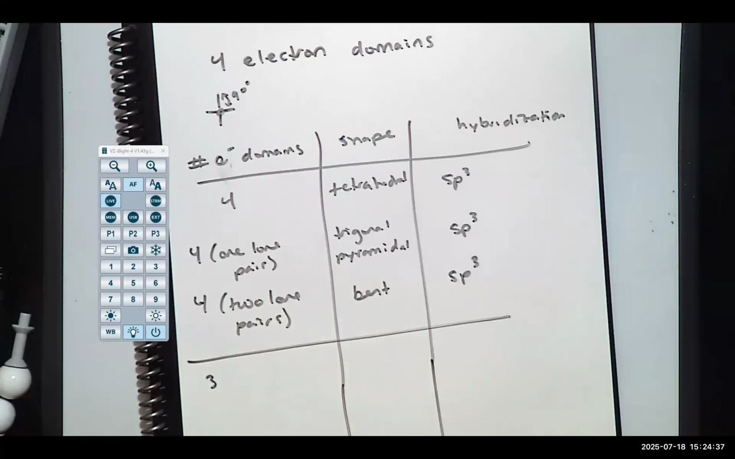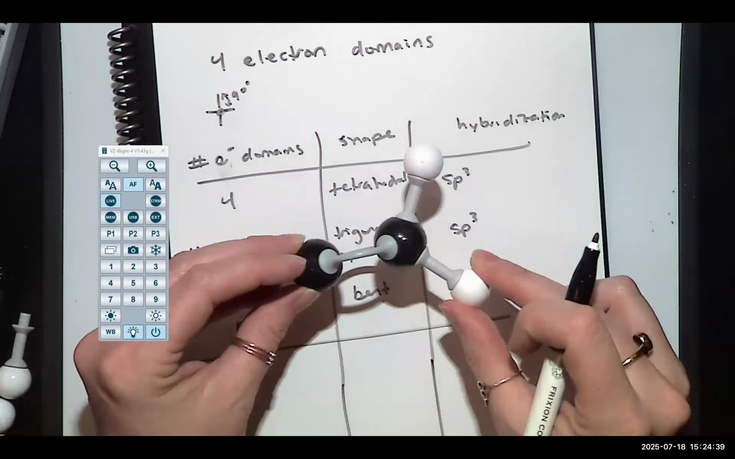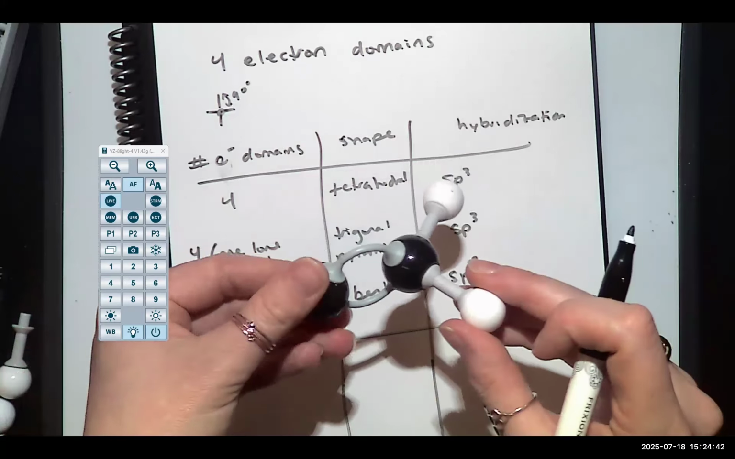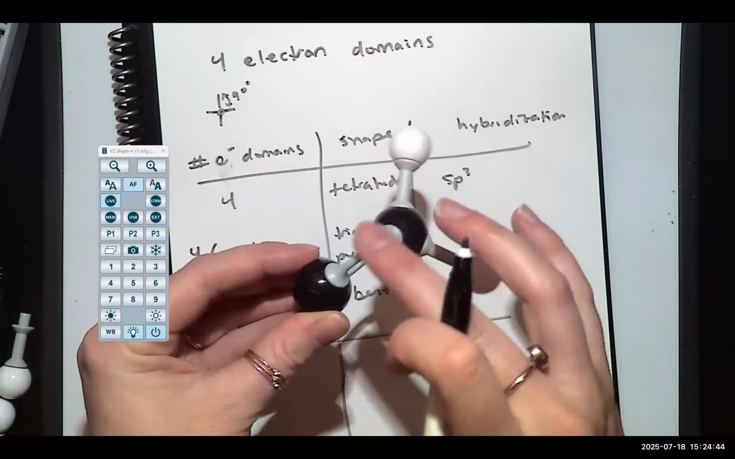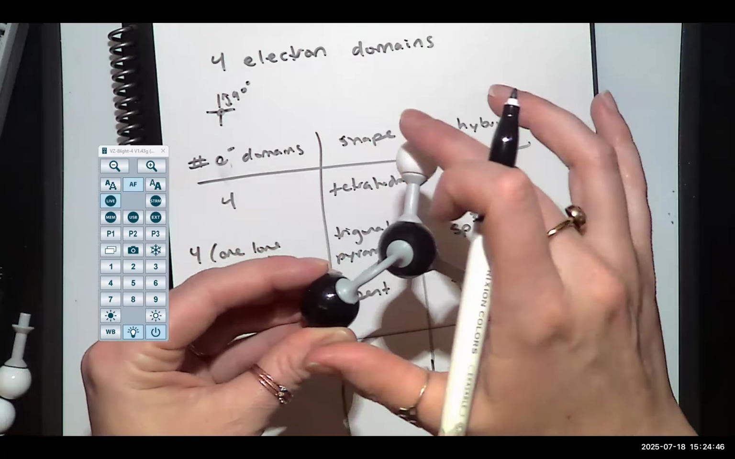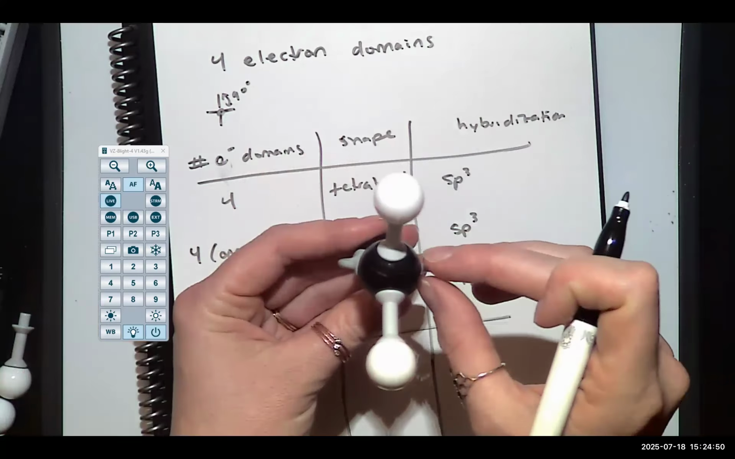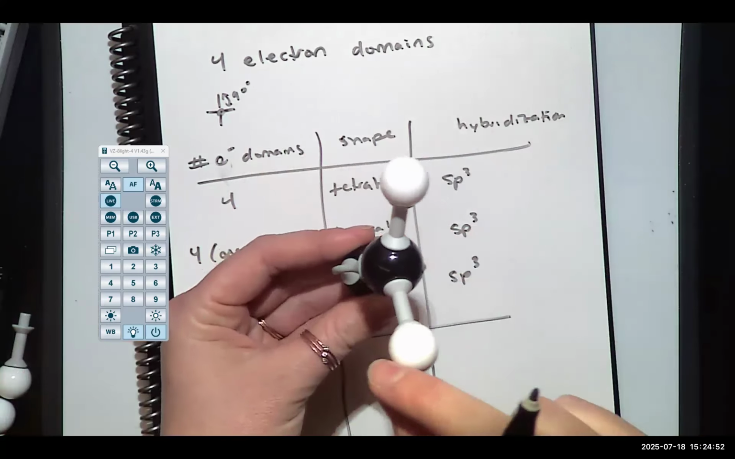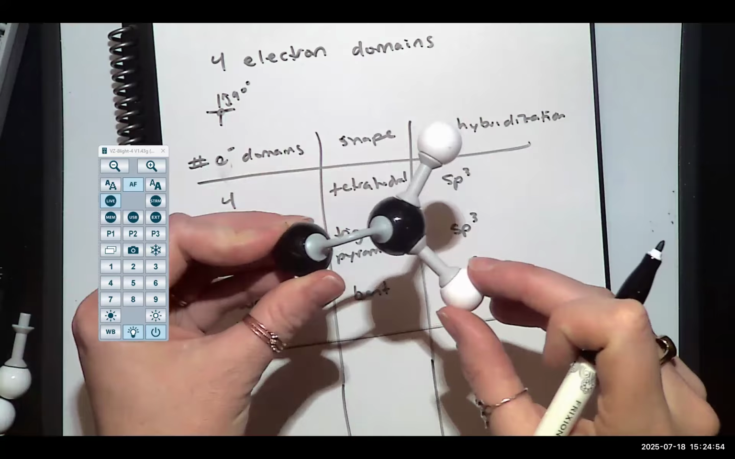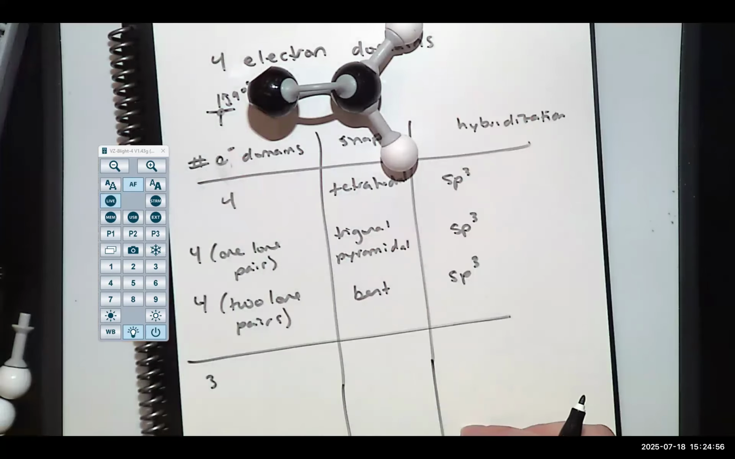Okay, so now let's do it with only 3 electron domains. If we have 3 electron domains, it looks like this. It's shaped sort of like a triangle or a peace sign. All 3 of these are equally spread out, but it's flat. There's not anything coming out one direction or the other, unlike the tetrahedral. It's a flat arrangement.